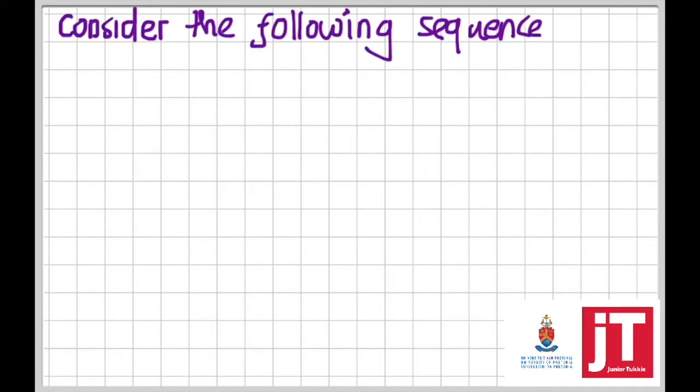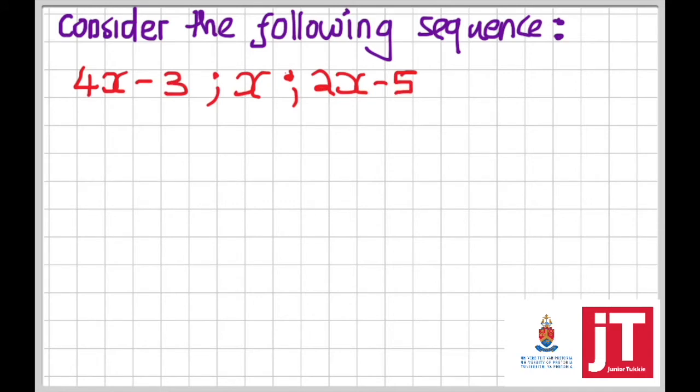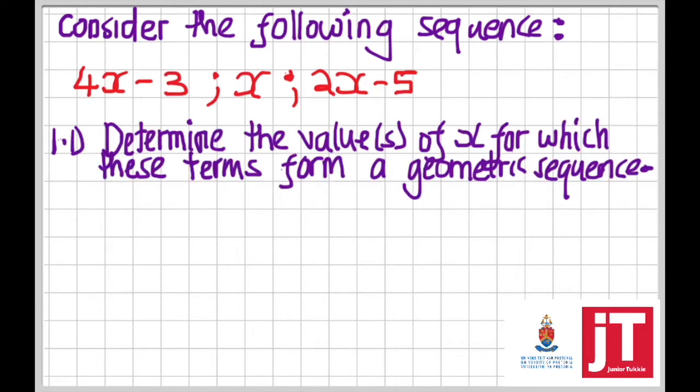I want you to consider the following sequence. You are given 4x minus 3, x, and 2x minus 5. Notice that all your terms have an unknown. They are given in algebraic form. The first question, 1.1, says, determine the value or the values of x for which these terms form a geometric sequence. Notice it says value or values, and again it's geometric sequence.